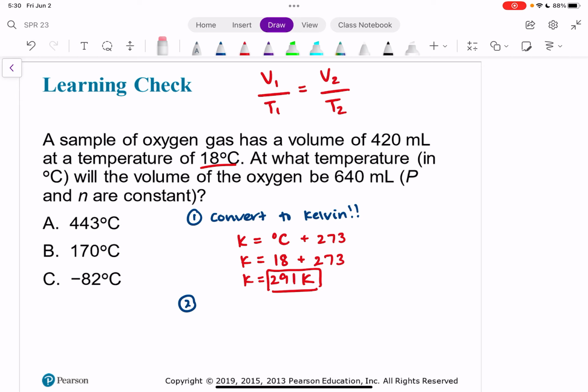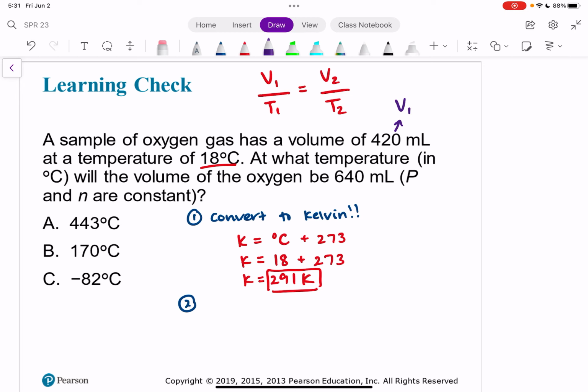So at what temperature in degrees Celsius will the volume of oxygen be 640 mL if pressure and moles are constant? Okay, so let's break this down. So we got, where is our V1? So we start with a volume of 420 mL. So let's call that V1.